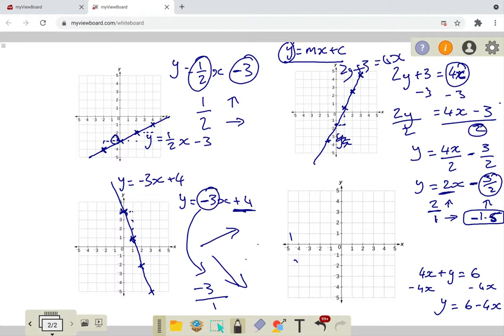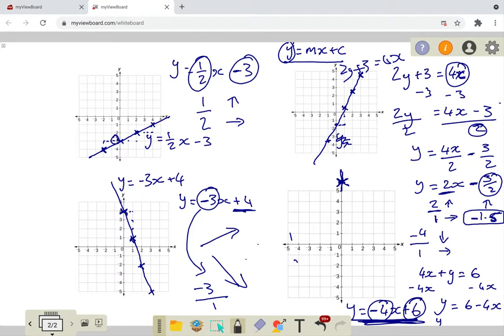Now, if I want to write it in the form y equals mx plus c, I can write the negative 4x first. So I get y equals minus 4x plus 6. Okay. Now here, as you can see, my y-intercept is plus 6. So it would go through plus 6, which is not on the graph, but it would go through there. And then my gradient is negative 4. So I'm going to go 1 across and then 4 down.